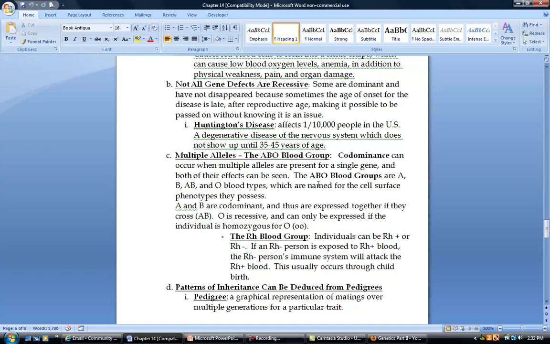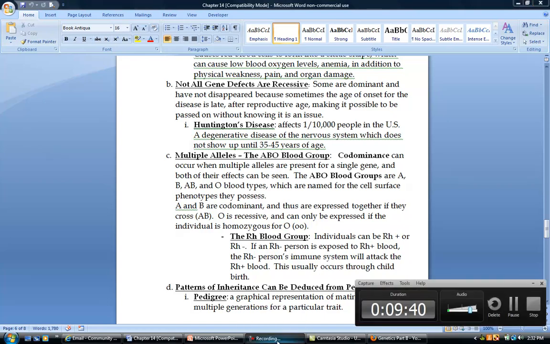Now, this next part here is going to be talking about blood groups and how blood groups work. And we're going to talk about that in the next video, but I just wanted to show you where we're going.